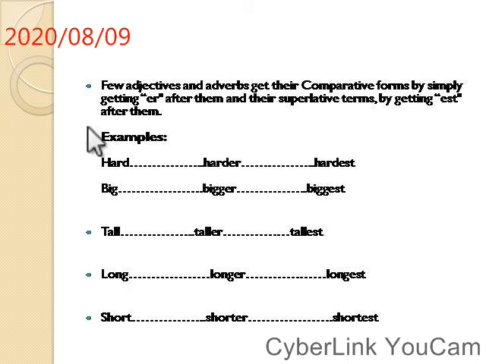And few adjectives and adverbs get their comparative forms by simply getting er or est. Hard, harder, hardest. Positive, comparative, superlative. Big, bigger, biggest. Positive, comparative, superlative. For example, as we have long, longer, longest.